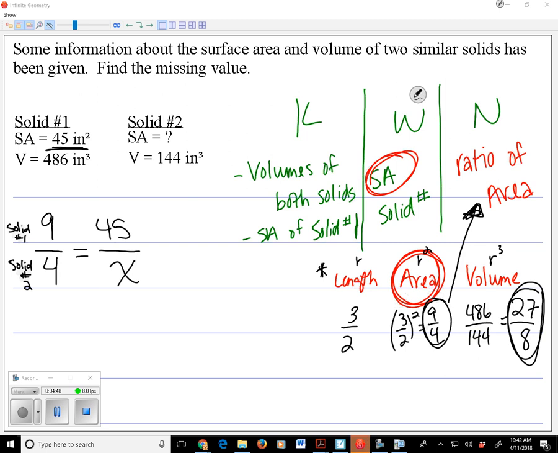Now it becomes a proportion that you can easily solve. You can use means extremes, but also remember, notice there's a scale factor here. 9 times 5 gives us 45, which means 4 times 5 would give us 20. So the missing surface area is 20 square inches.